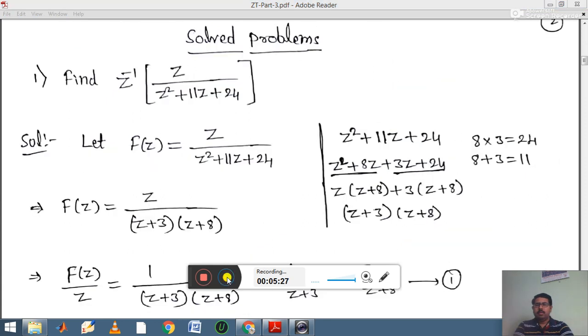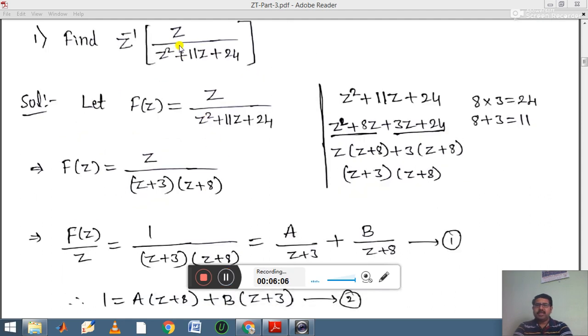Yes, let us learn some problems based on partial fraction method. Usually in problems they will ask: find Z inverse of, or find the inverse Z transform for the given expression, or they may ask to evaluate the given expression. Here in the first example they are asking: find Z inverse of z divided by z square plus 11z plus 25. We need to find the inverse Z transform for this expression. So let us find the solution here.